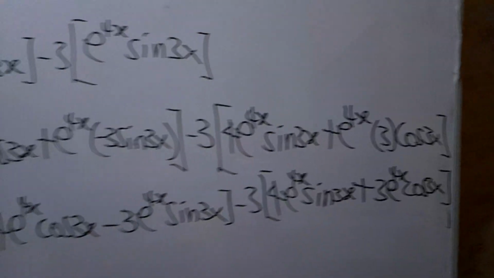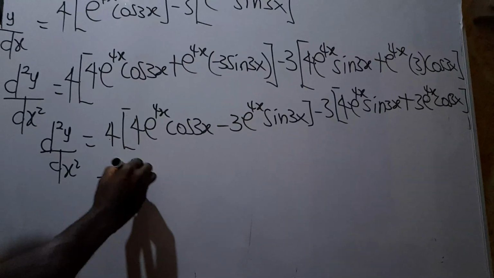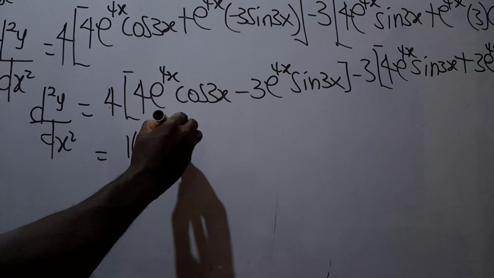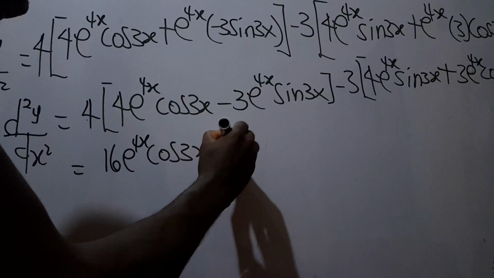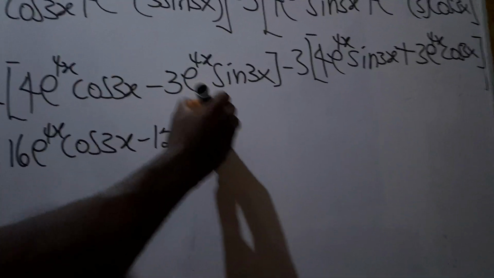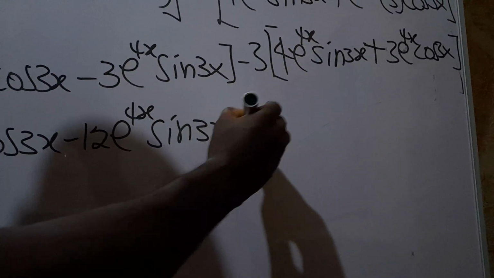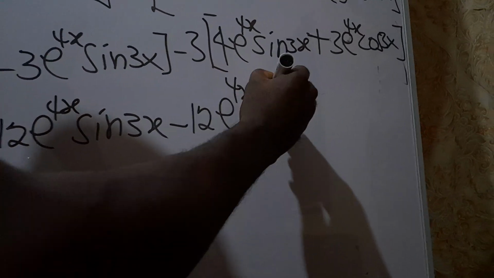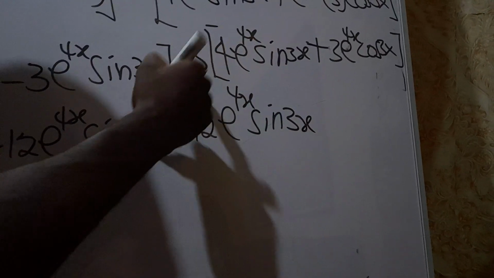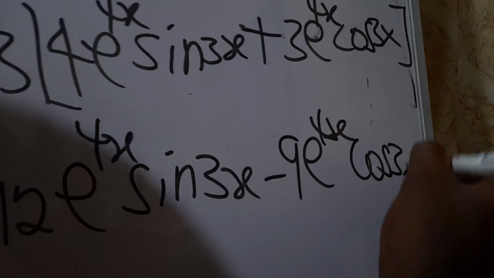Now I can expand. So this times this will give me 16 e exponent 4x cos 3x. Then this times this will be minus 12 e exponent 4x sin 3x. Then this will also be minus 12 e exponent 4x sin 3x. Then this will give us minus 9, so minus 9 e exponent 4x cos 3x.